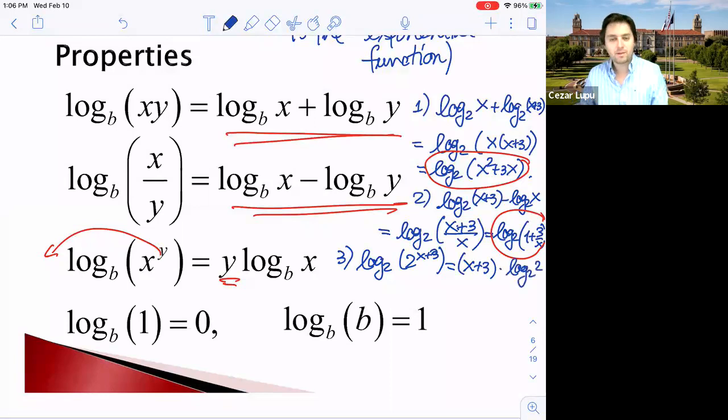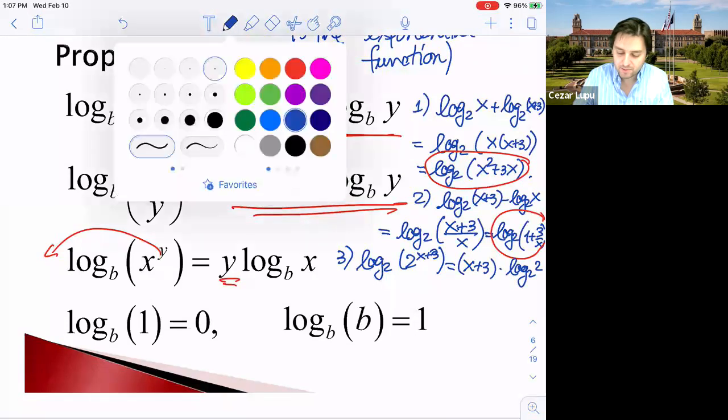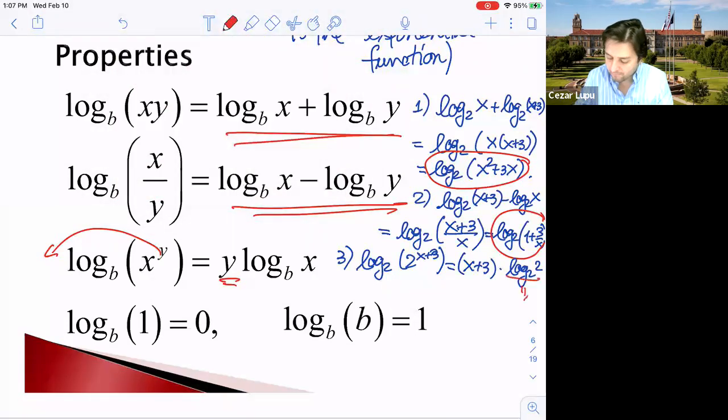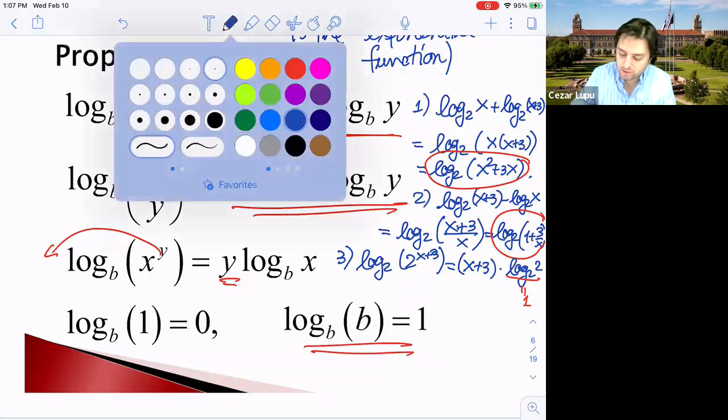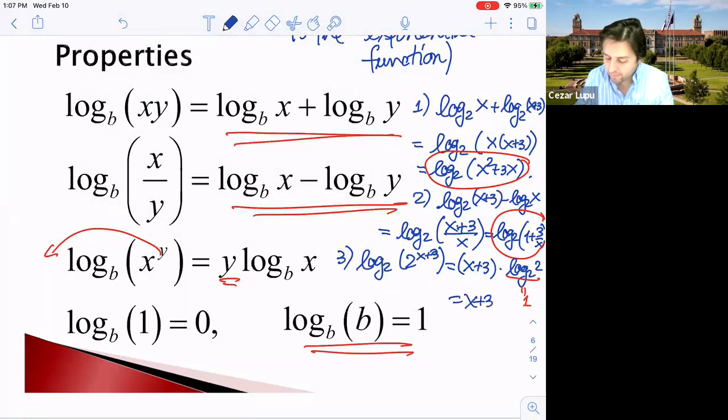And how much is log in base 2 of 2? Can you tell me, based on the rules below, what is it? 1, right? So this is 1, according to this here. So this would be nothing else than x plus 3 times 1, which is x plus 3. That's the result. Anyway, in your homework, you'll see plenty of other examples on how to operate with exponentials and logarithms.